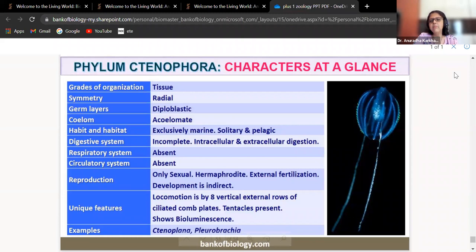What is bioluminescence? Capacity of emitting light during night is called as bioluminescence. The capacity of an organism to emit light during night is called as bioluminescence. Okay. Bioluminescence is shown by many organisms. The one which is very famous is which one? Which fly emits light at the night? Come on. We call it as?